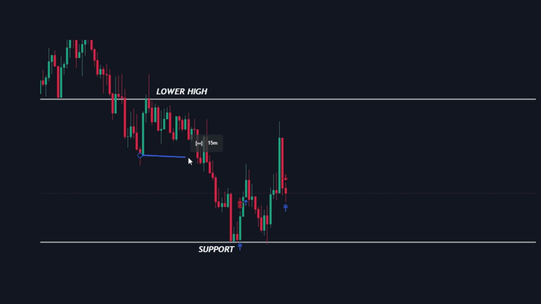This is the difference between analysis and reaction. Analysis happens before the trade. Reaction happens when a trader has no plan and allows every price movement to change the story.